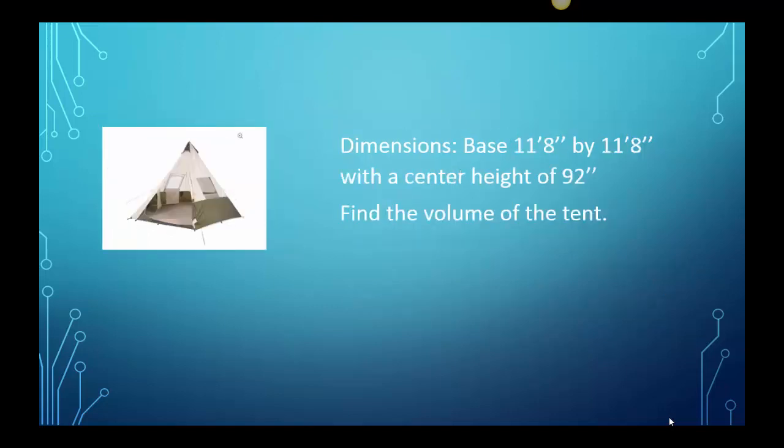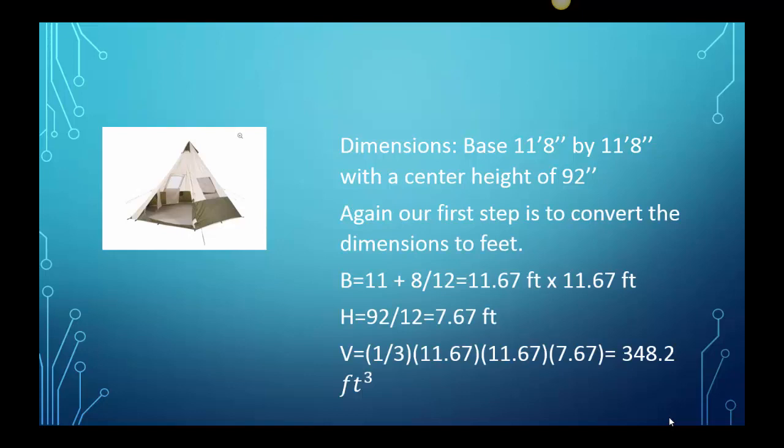Now let's change the shape. This is my other tent, and the dimensions here are 11 feet 8 inches by 11 feet 8 inches with a center height of 92. Again, I want to find the volume, and this time we want to start by turning everything into feet. The 11 is fine, but the 8 inches I need to convert to feet. So I do 11 plus 8 over 12. The 11 is the feet, 8 over 12 is the inches. Here's my conversion. It gives me 11.67.